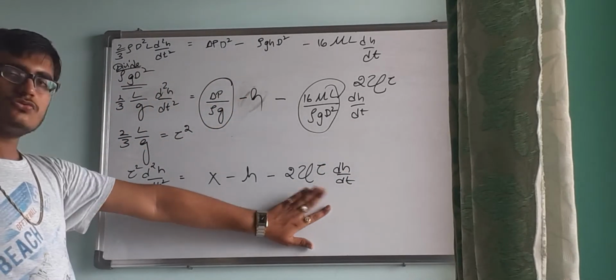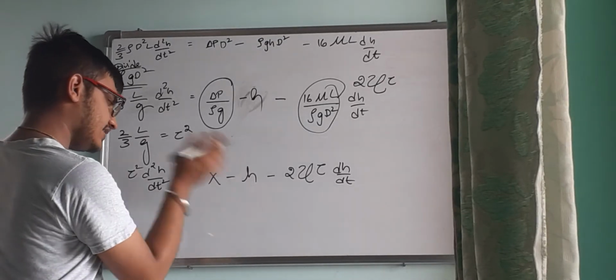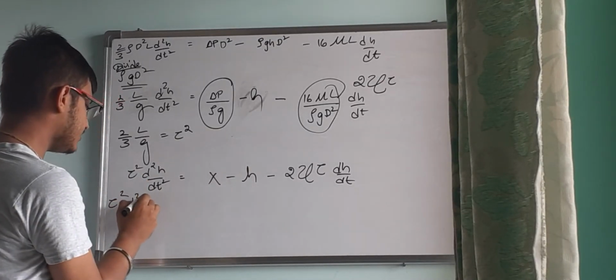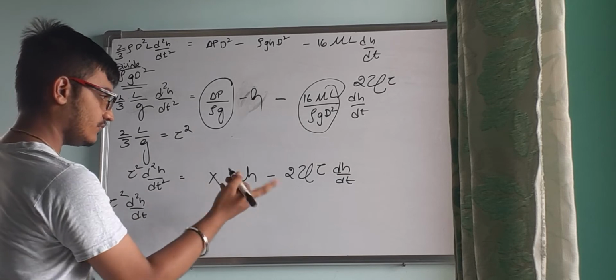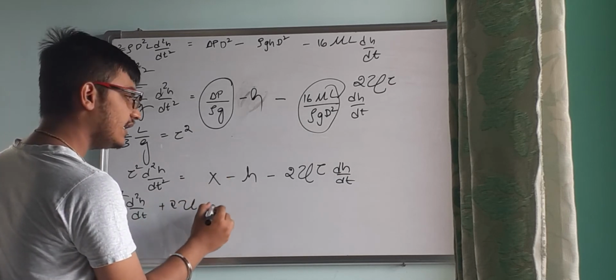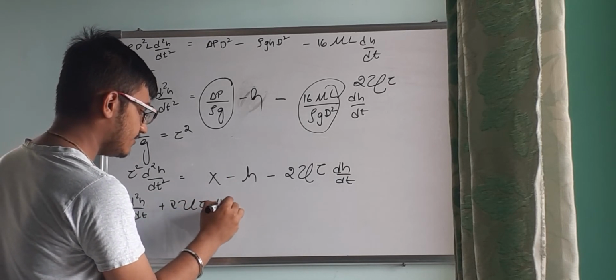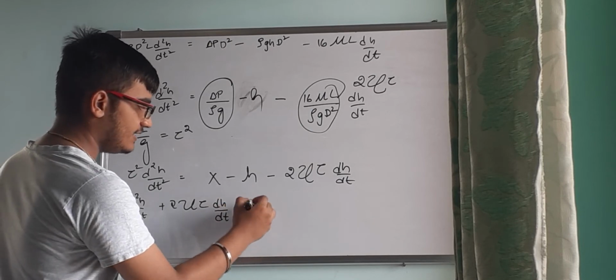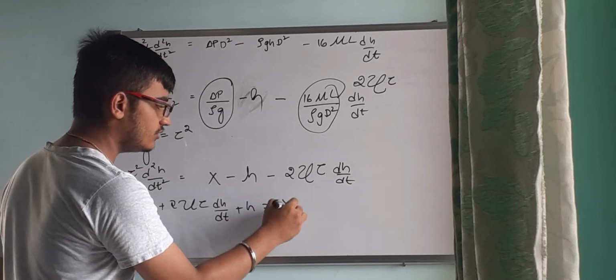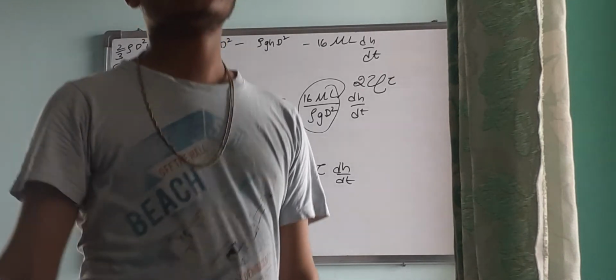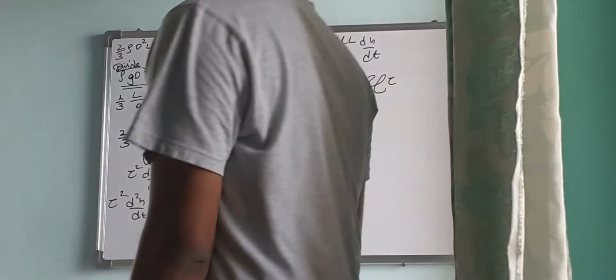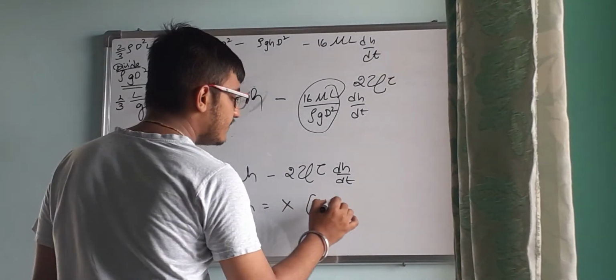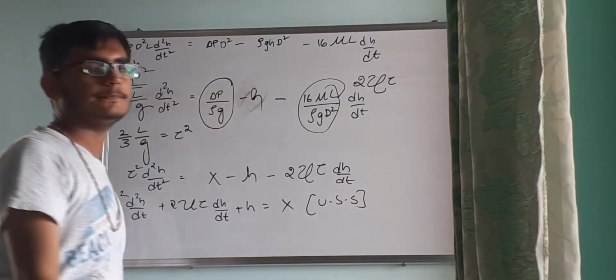Now taking this 2 zeta tau on the other side, and this h also on this side. So tau square d square h by dt square plus 2 zeta tau dh by dt plus h is equal to the function x. So this is your complete equation for unsteady state.